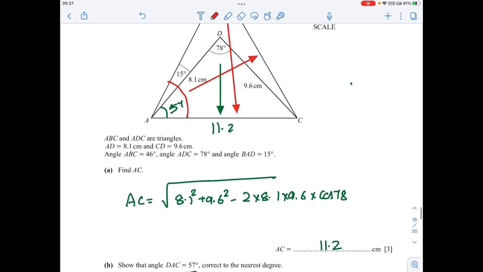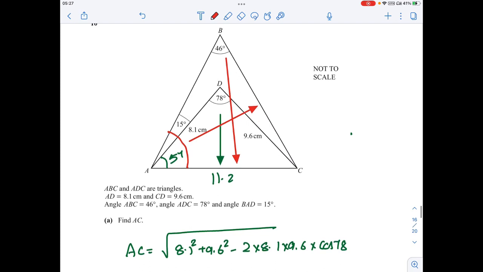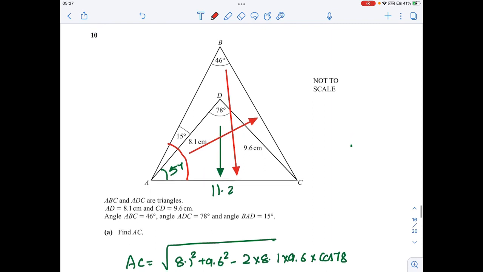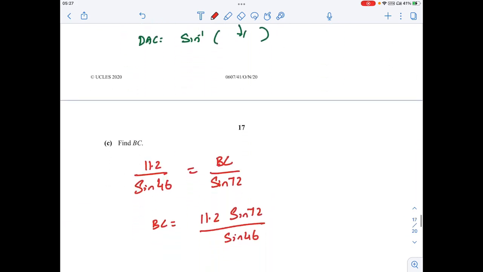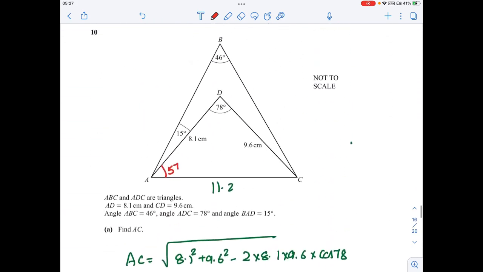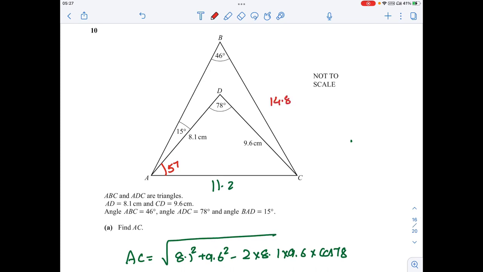Area of the quadrilateral ABCD. Where is the area of the quadrilateral ABCD? Wow. It's a very creative kind of question. So let us erase all these diagrams now. This one was 57. We have to write it over there. And BC we have found as 14.8. These are the three things.